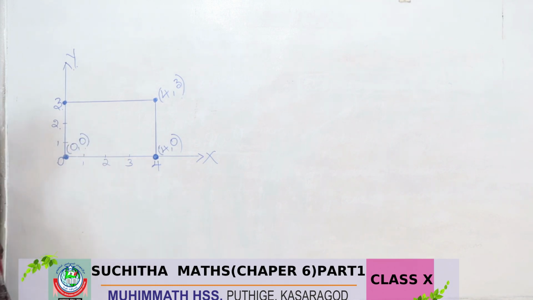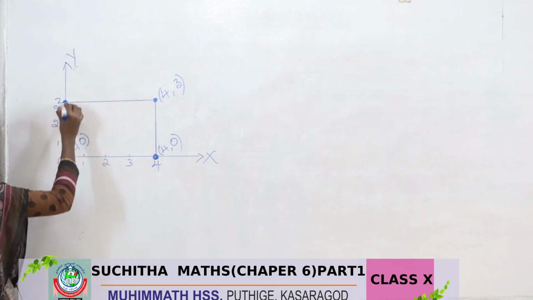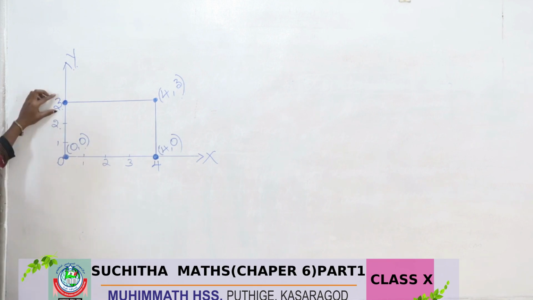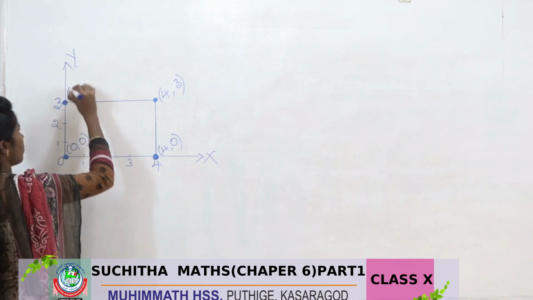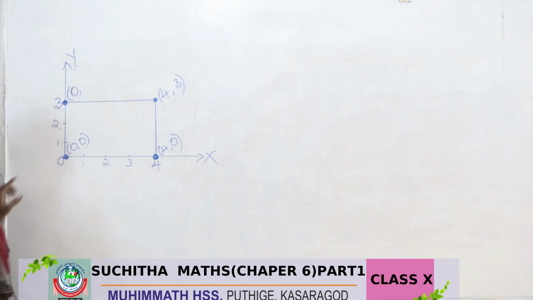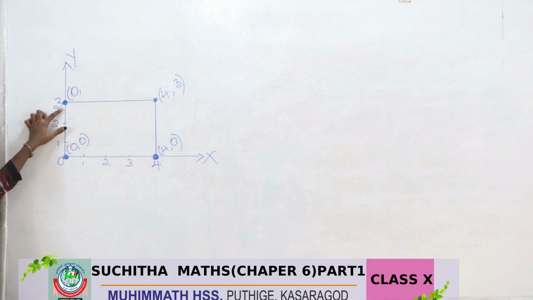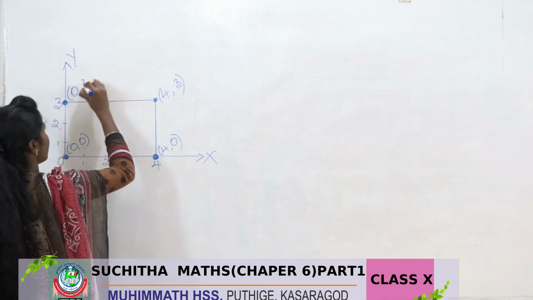Then what is the coordinate of this point? This point lies in y-axis. In y-axis, x coordinate is 0. So x coordinate is 0. Y coordinate is this point. That is 3. 0, 3. Okay.